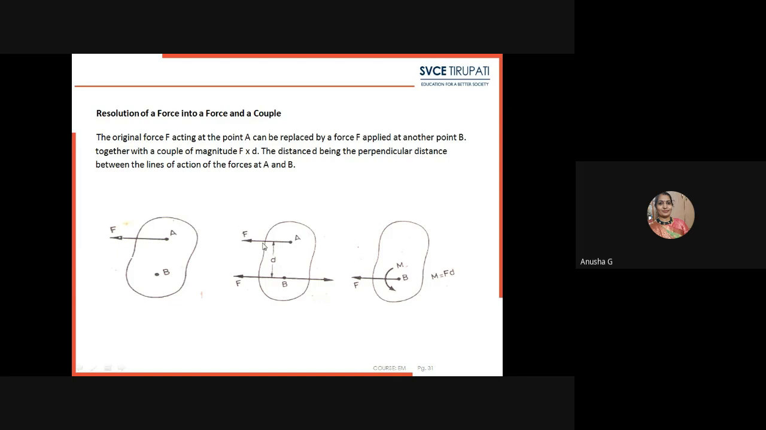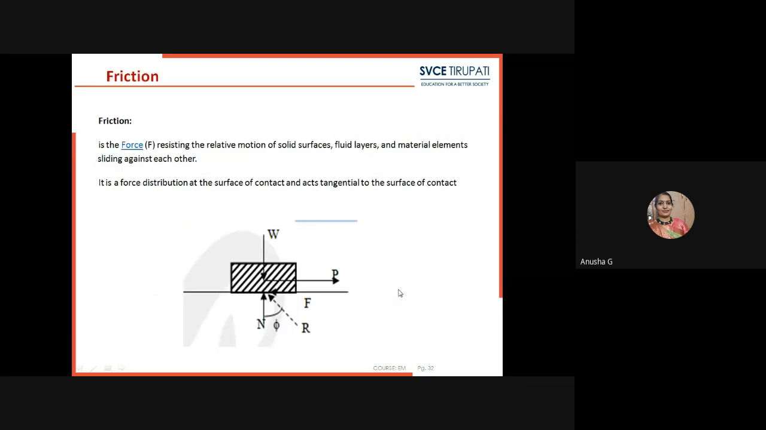must be multiplied with the perpendicular distance. Force into perpendicular distance gives the lines of action between points A and B. Whatever force we apply here must be multiplied with the distance D to the other side. That force into distance is called the moment. Here you can see the diagram in a curved shape.